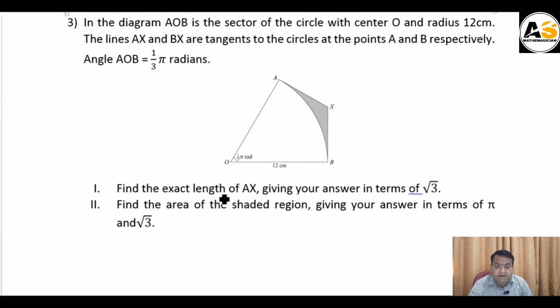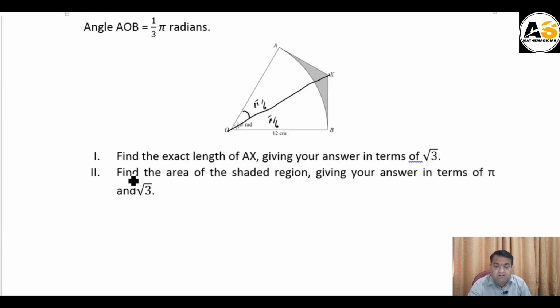So what do I have to find? I have to find the exact length of AX. If I join O to X, this angle will be half of pi by 3, that is pi by 6. This angle will also be pi by 6. With the help of this, I will calculate.